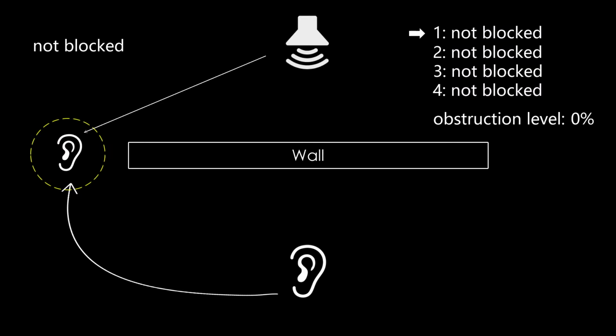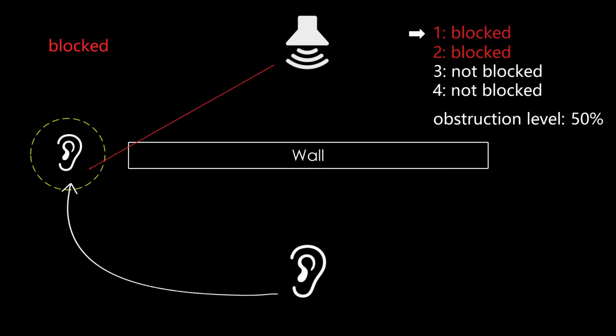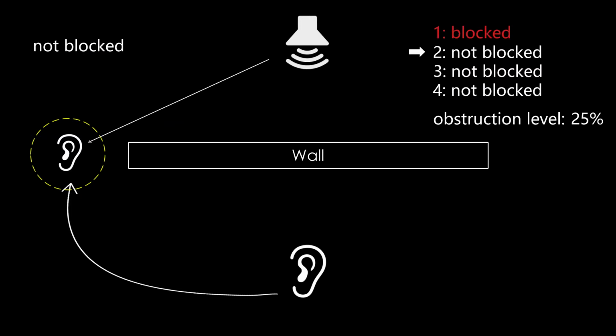If we do this fast enough, we'll probably get a similar desired result as if we're casting many rays around the player. So that's the basic idea of the audio obstruction system in The Station.